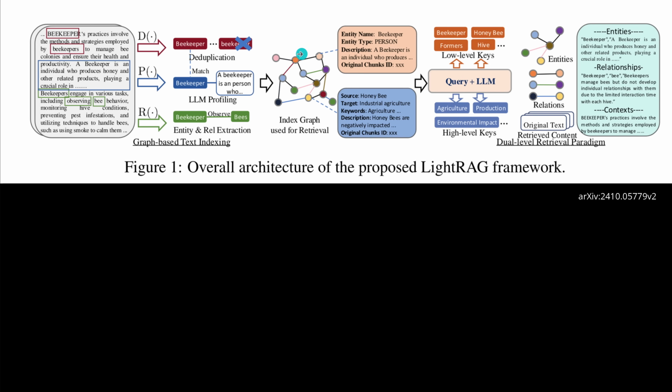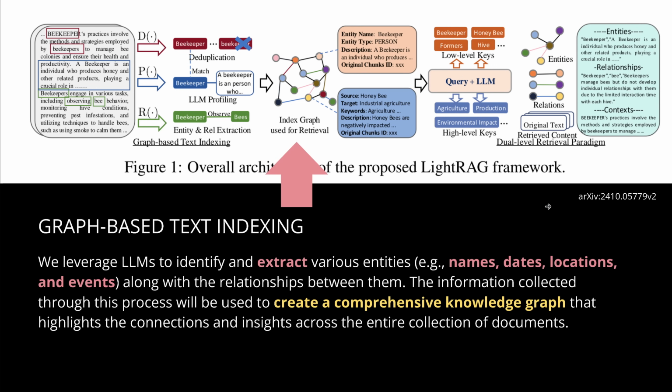We build now an index graph that has all this information, and we will use this index graph, which could be a rather complex index graph, for the retrieval process itself for RAG. Now we have a lot of additional information in our nodes and edges. We have high-level keys, low-level keys, and a dual-level retrieval paradigm with entities, relationship, and context. This is all beautiful, but the most important factor here is this index graph for the retrieval.